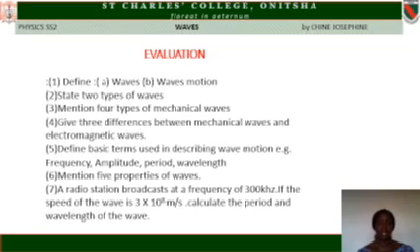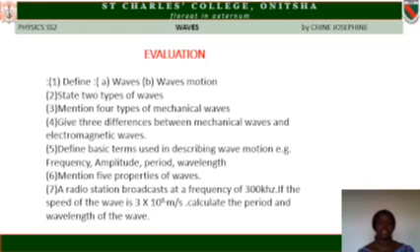Then now let's go to the evaluation. Define A, waves, B, wave motion. State 2 types of waves. Mention 4 types of mechanical waves. Give 3 differences between mechanical waves and electromagnetic waves. Define basic terms used in describing wave motion. Mention 5 properties or characteristics of waves.